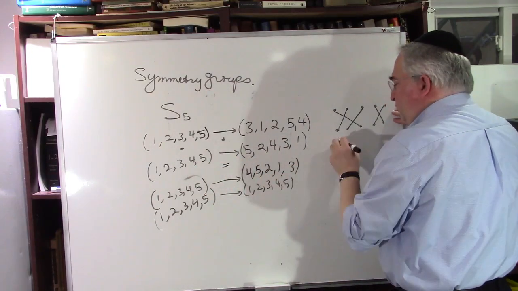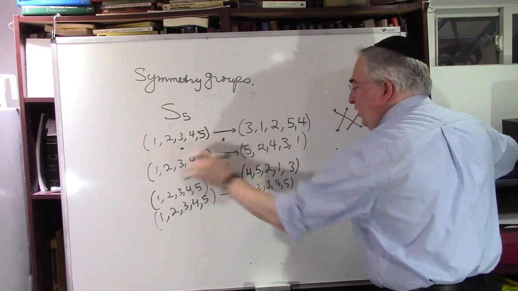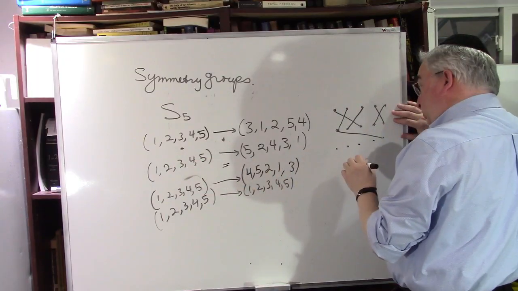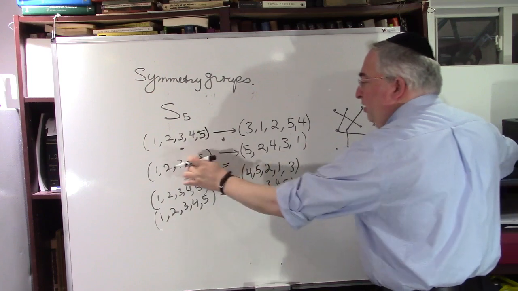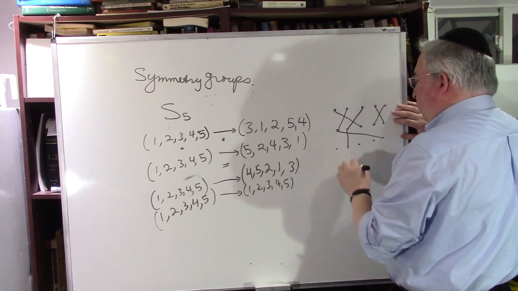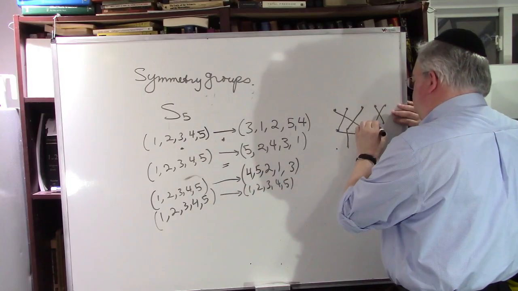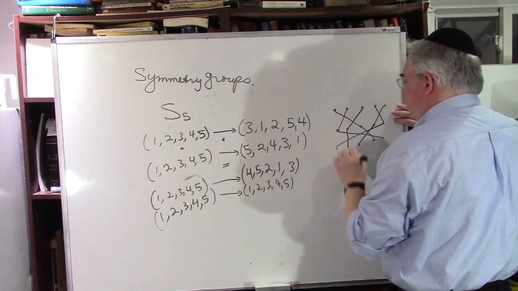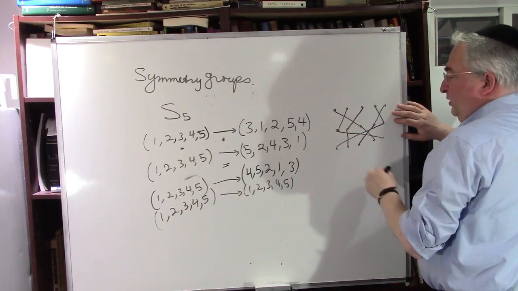Okay. Now let's see if we do both of these. Let's do this one. We might as well use the same 5 dots. 1 goes to 5. That's like that. 2 goes to 2, that's like that. 3 goes to 4, that's like that. 4 goes to 3, that's like that. 5 goes to 1, that's like that. Okay, now when we compose that, look what we're going to get.